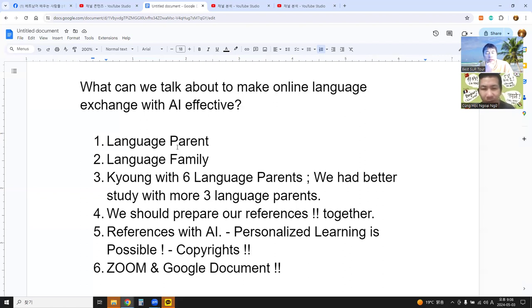So when you follow the book, the book has a step by step, which made it easy to understand what we should study about language. Yeah, I agree with you.